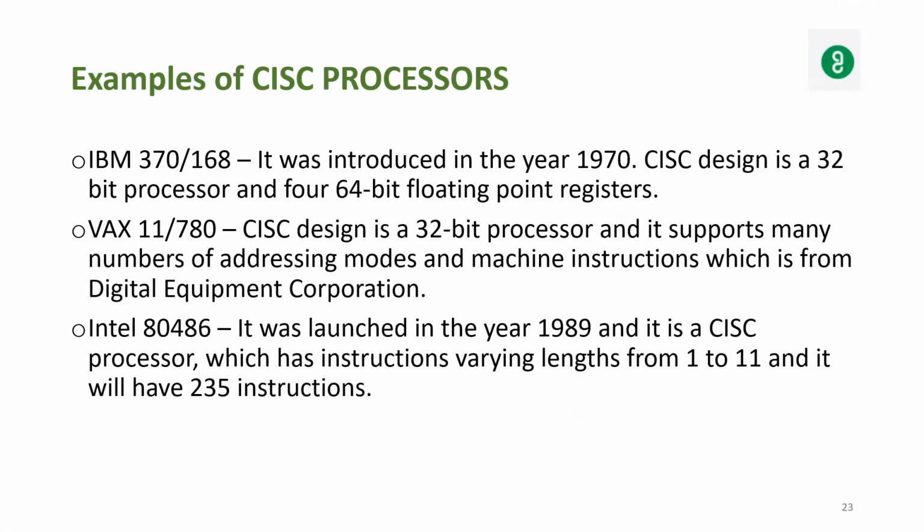Some example processors: IBM 370, VAX 11/780, Intel 80486. All these processors are built with CISC architecture. In case of IBM, it is a 32-bit processor and 4 floating point registers are used. The VAX is a 32-bit processor and it supports a number of addressing modes while executing instructions. In case of Intel, the instructions vary in length from 1 to 11 bytes and it has 235 instructions. The length of the instructions is very high.